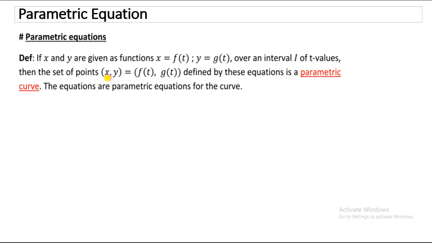Each point (x, y) lies on the parametric curve, and these equations are called parametric equations. x equals f of t, y equals g of t are called parametric equations, (x, y) is the parametric curve, and t is the parameter.